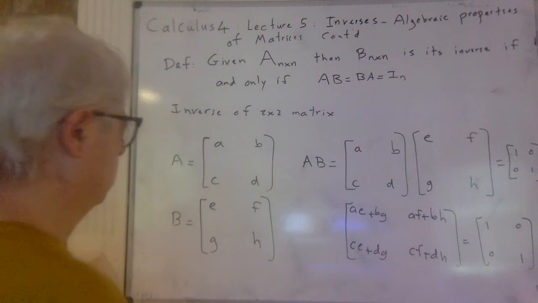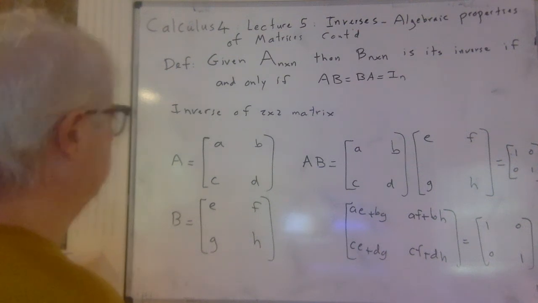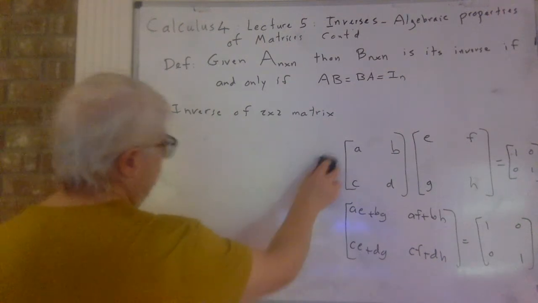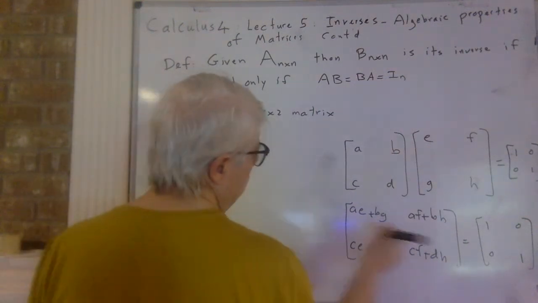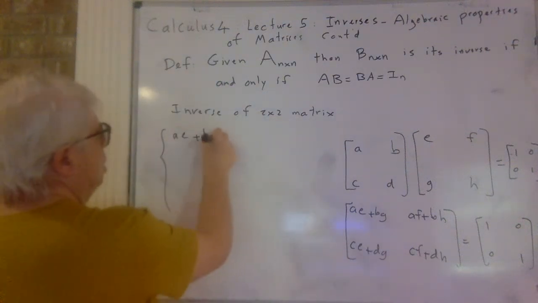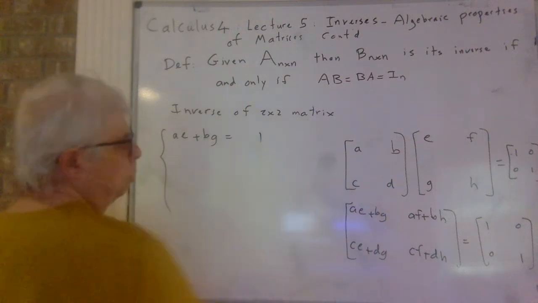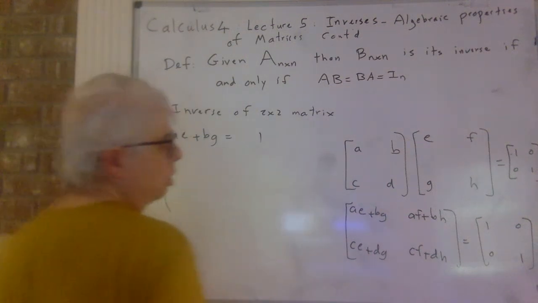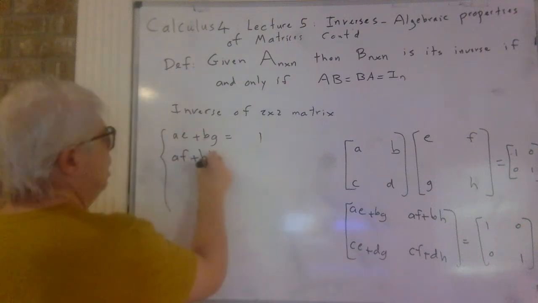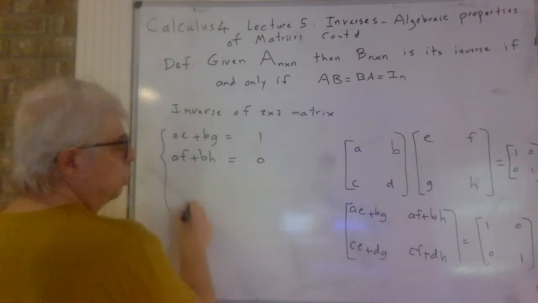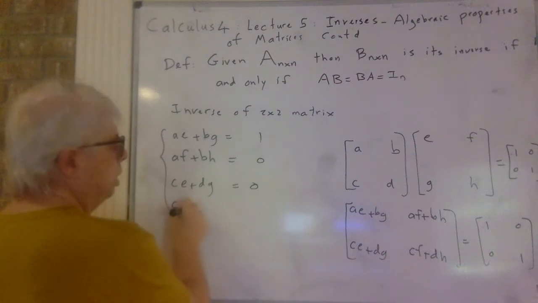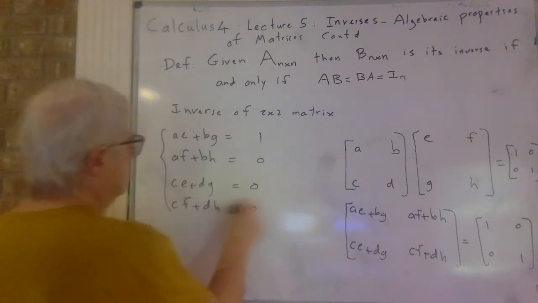So I think if I use the A, let's see what happens. I know what I'm doing, but you might get confused then. So here I have AE plus BG should be 1. Two matrices are equal when the corresponding entries are the same. So AF plus BH is 0, then the third one is CE plus DG is 0, and the last one is CF plus DH is 0.